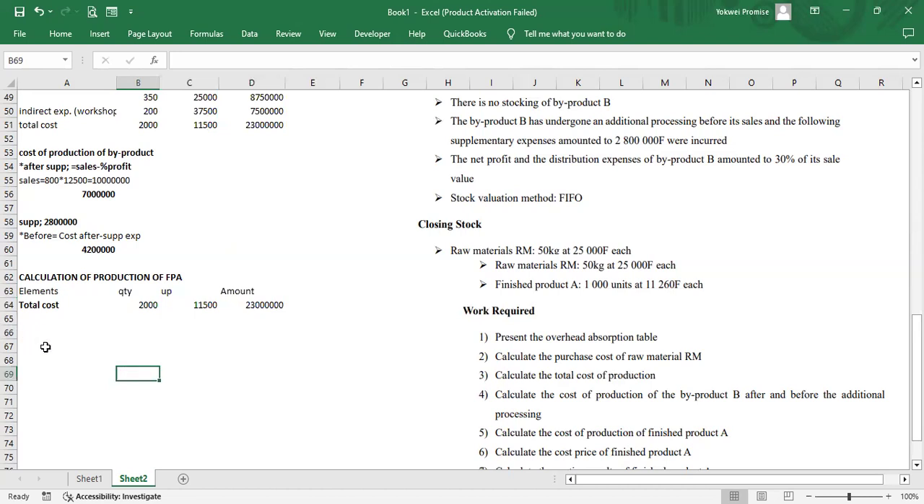So the next thing that we'll add will be what? The cost of the byproduct. So the byproduct that we are going to have, we'll add the byproduct before treatment, before the supplementary treatment.